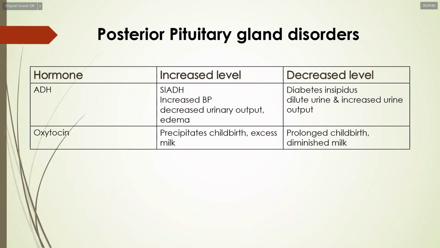Before we dig deep into the disorders of the pituitary gland, we will talk briefly about each disorder. Posterior pituitary gland disorders: an increased level of ADH causes syndrome of inappropriate ADH secretion. It increases blood pressure, decreases urinary output, and causes edema. A decreased level of ADH causes diabetes insipidus. It dilutes the urine and increases urine output. An increased level of oxytocin precipitates childbirth and causes excess milk production, and a decreased level of oxytocin causes prolonged childbirth and diminished milk.